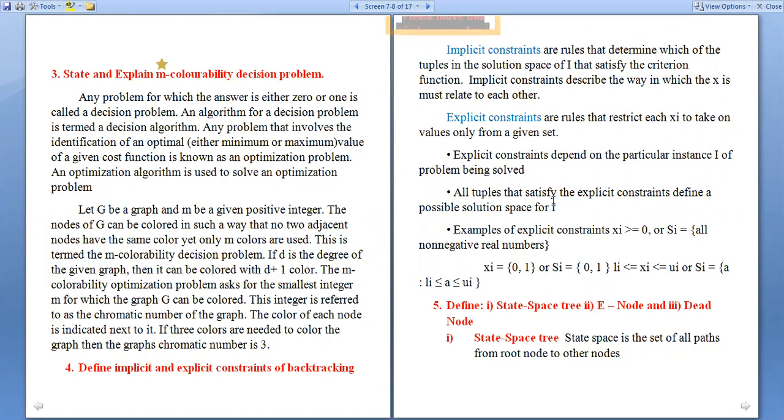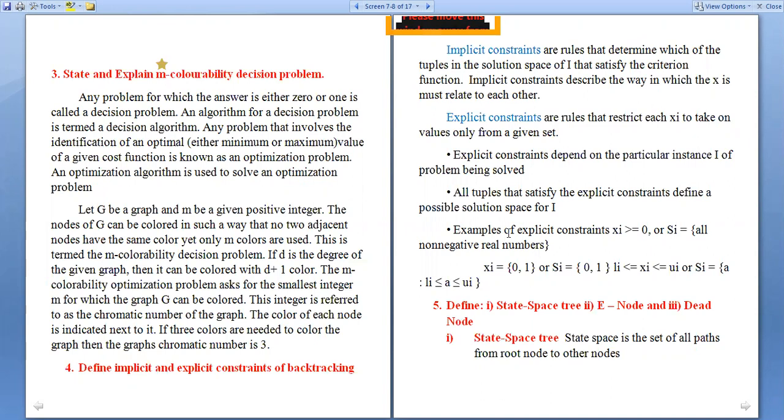So what are the tuples which are satisfying the explicit constraints? We need to consider those tuples. Those are the solutions in the solution space for I. Here I means the problem instance.